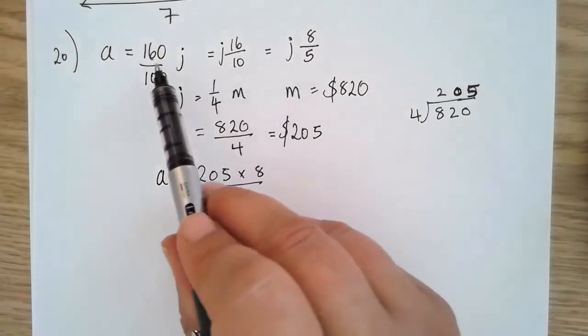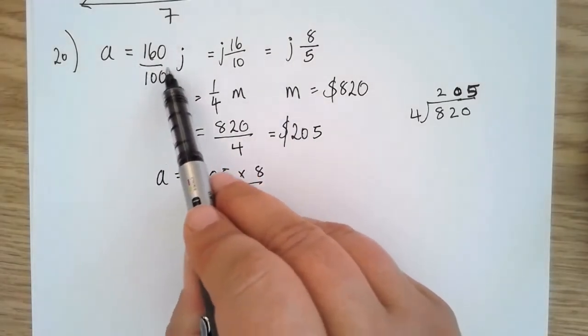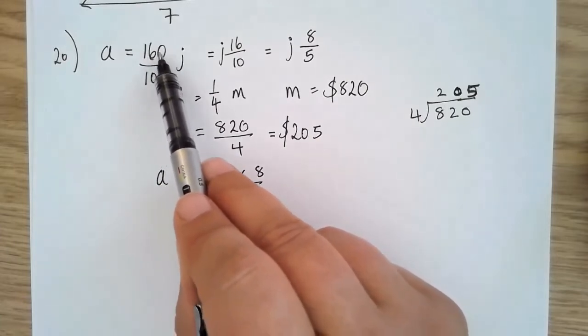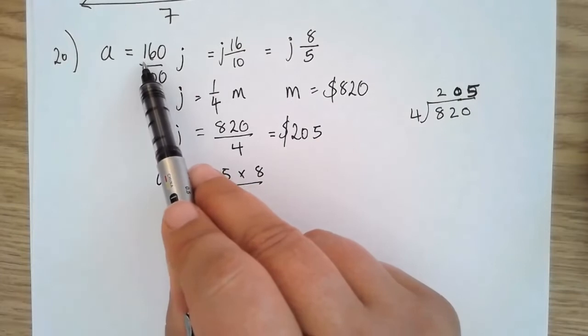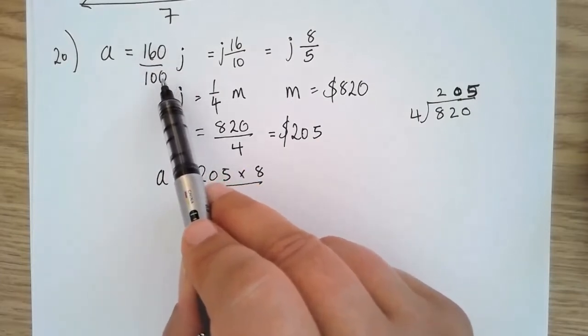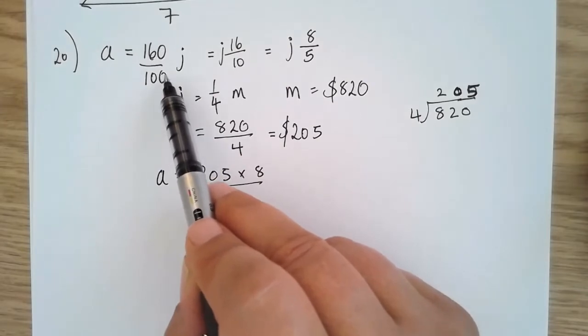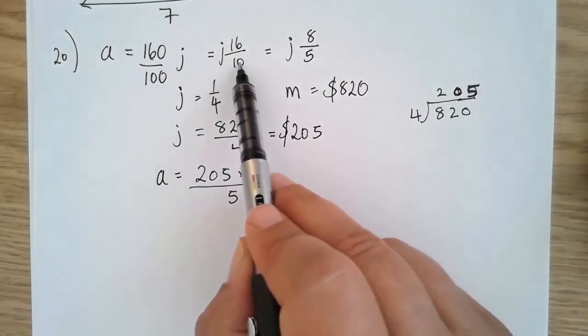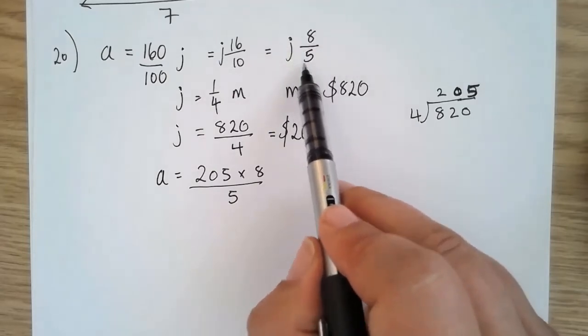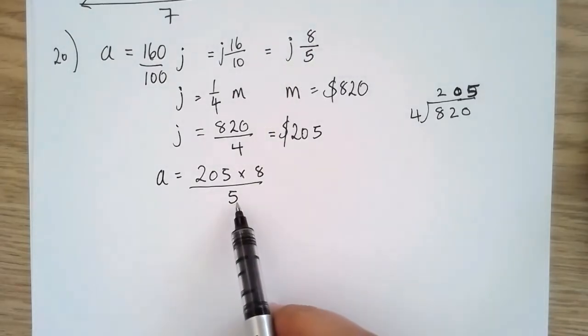Now I've simplified this equation here, which you saw on the top of the screen just now. So this was a percentage, 160%. I made it into a fraction so I can use it in a calculation more easily. This simplifies down to 16/10, and this simplifies to 8/5. So I'm going to use 8/5 in the calculation below.